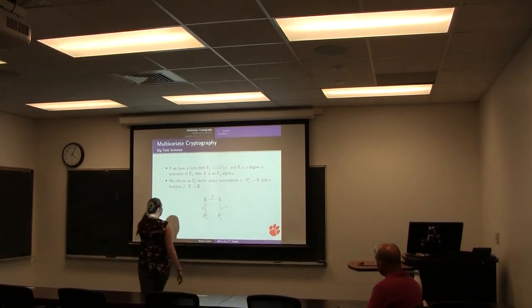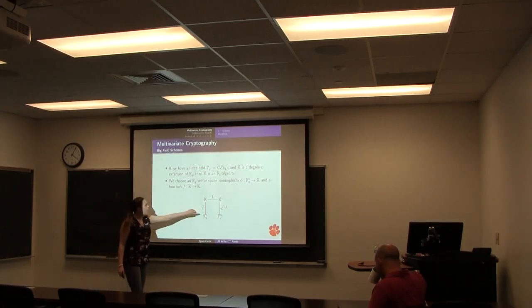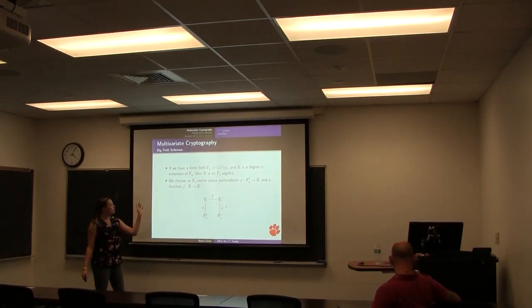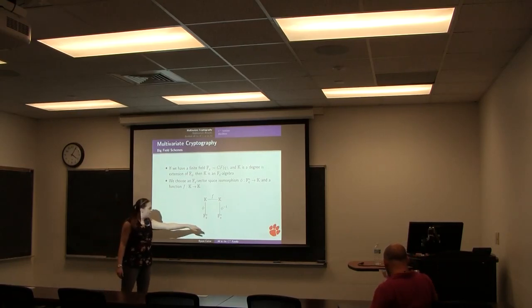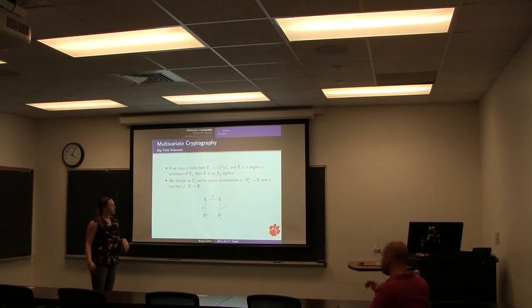Your input will be a vector of length n. All of the elements will be an element of FQ. You're going to have some map up to your extension field. And then that function f is going to map you from the extension field to the extension field, and then you'll come back down, and so your output will also be a vector of length n.